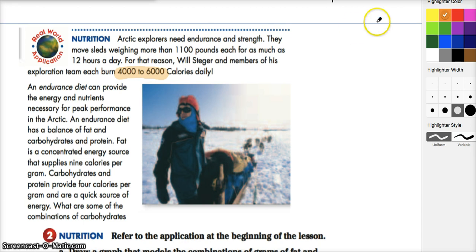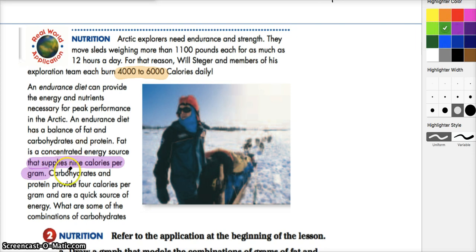And now we're going to be thinking about 2 different macronutrients. One is fat. An endurance diet has a balance of fat, carbohydrates, and protein. So we're going to look at carbohydrates and protein as one thing and fat as another thing. And the reason why is because fat is a concentrated source of energy and supplies 9 calories per gram. Sorry, I'm saying crazy stuff, y'all. Stay with me.